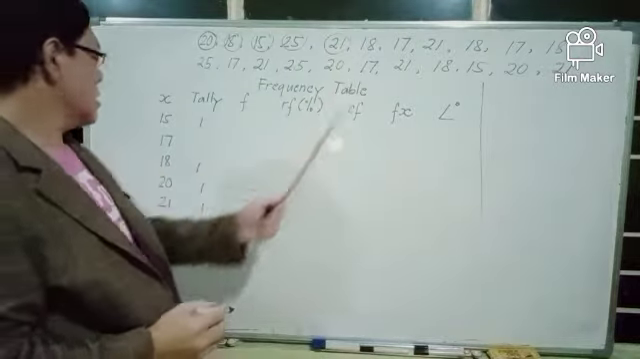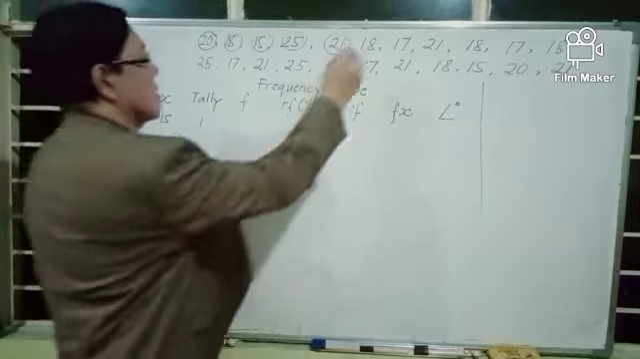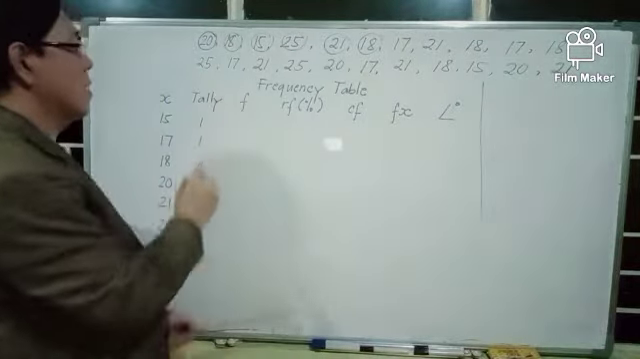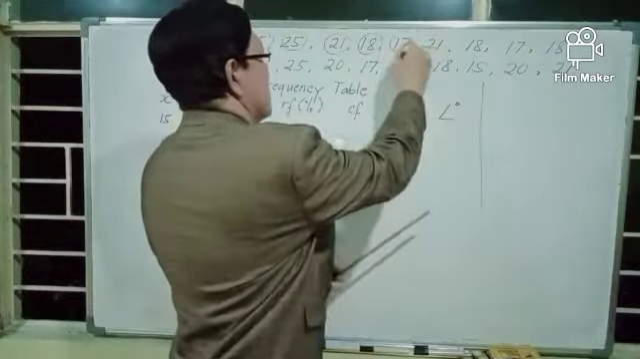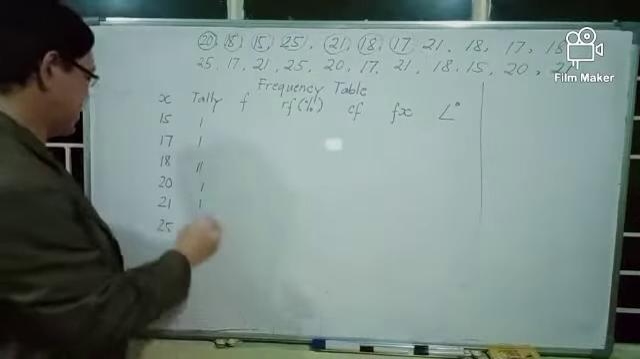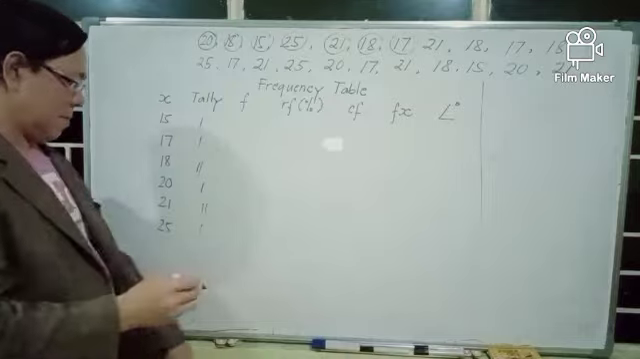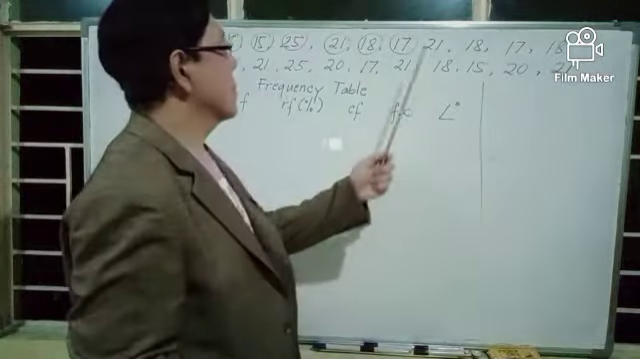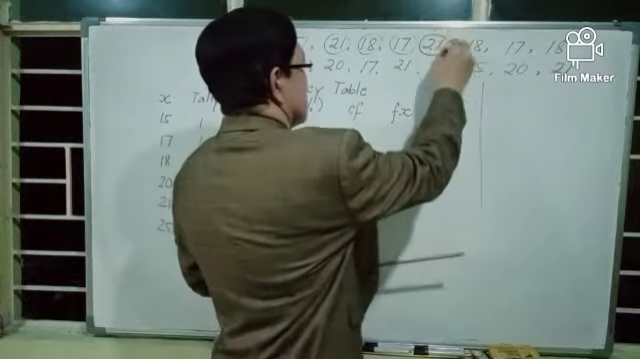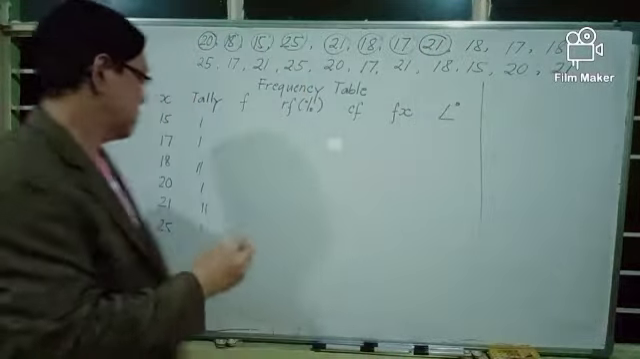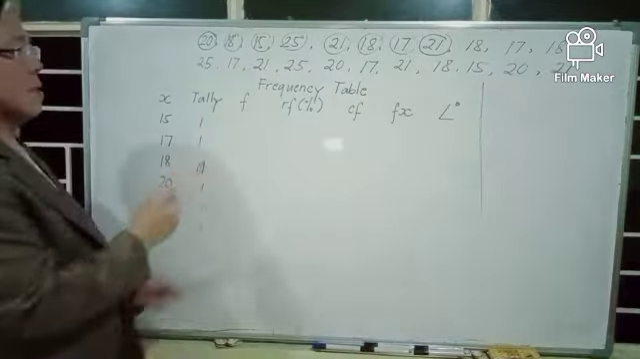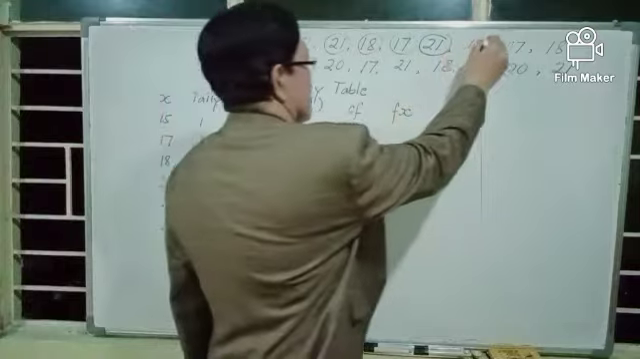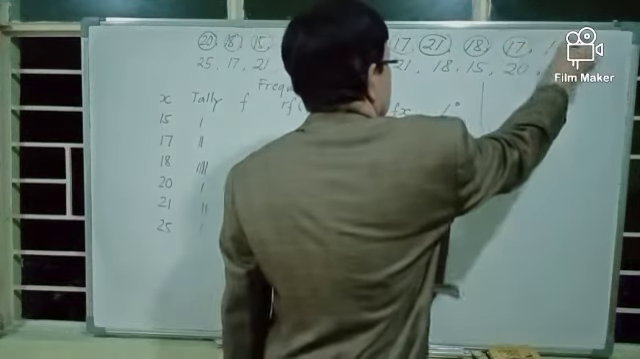We have 18, 17, 21, 21 is already tallied, 18, 17, 18. These three scores have been tallied.